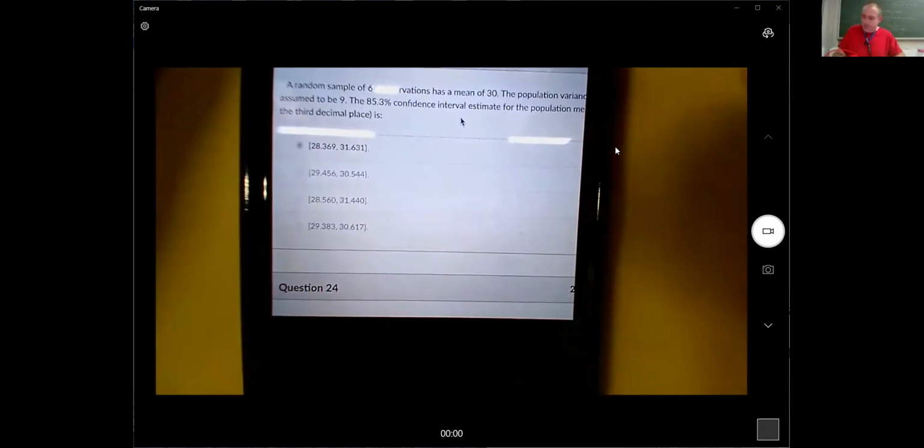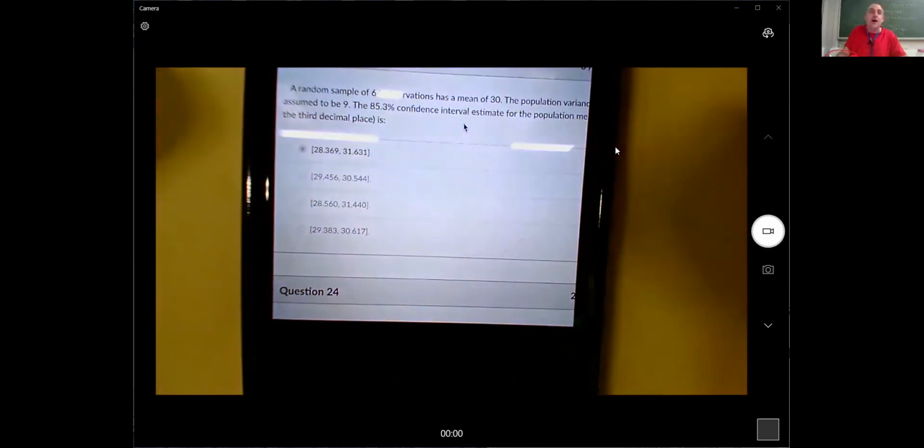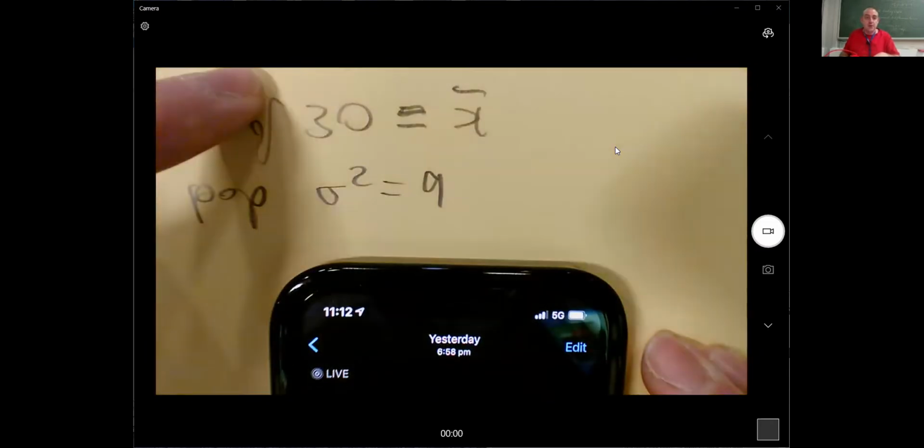A random sample of some number. Oh, I actually wrote that down earlier, didn't I? And I probably just lost it. Anyway, random sample is 64, I believe, probably. I think it's 64 observations. Has a mean of 30. So that mean is from the sample, so that means it's an X bar. The population variance is assumed to be 9. So sigma squared is 9.